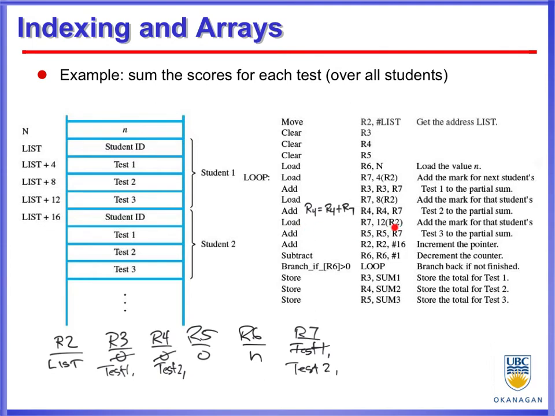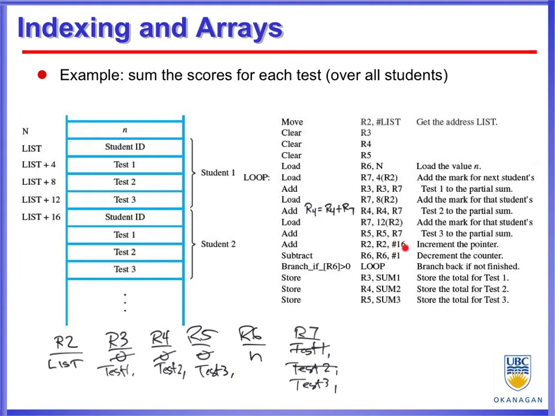We're gonna load what is at R2 plus 12. R2 still has this list address here. Plus 12 is test 3, and we're gonna load that again into R7. So R7 gets overwritten with test 3, first student. And then we are going to add that to what's in R5, which is currently 0, and put the result into R5. So R5 has test 3, student 1.